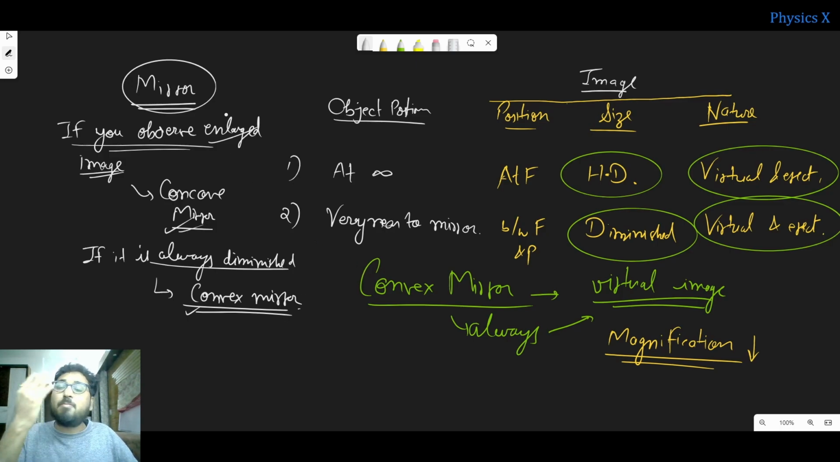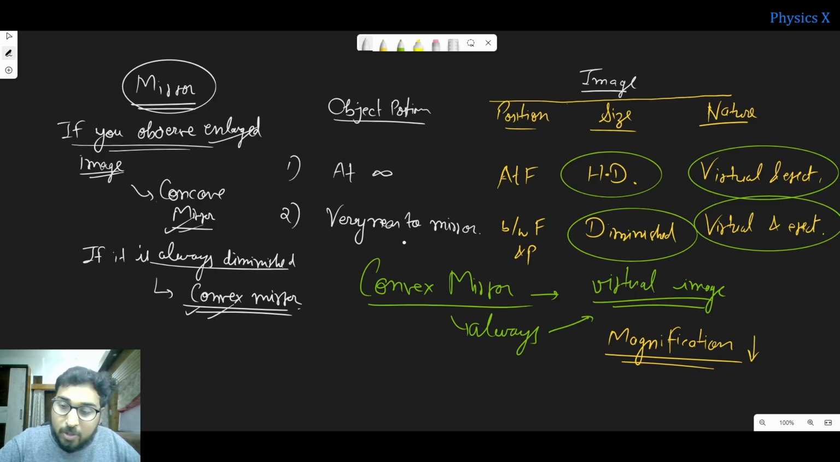If you take the mirror and bring it closer to yourself and see an enlarged image, it means it is a concave mirror. If you see a diminished image every time, irrespective of where you put the mirror relative to your face, then it is a convex mirror. Always diminished means convex mirror. So this was all about convex and concave mirrors.